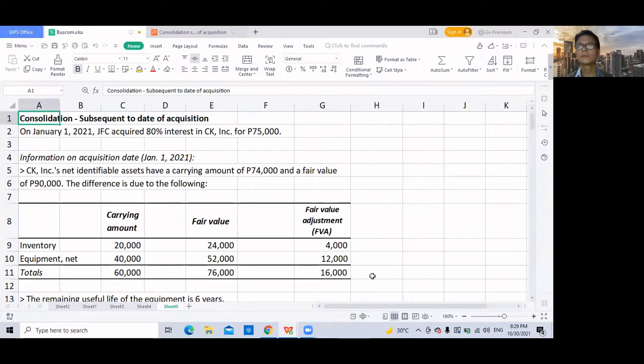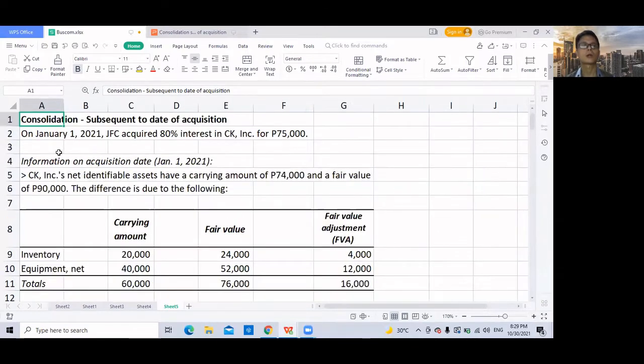As we can see here, ito ang ating mahiwagang Excel. Ayan. So, consolidation subsequent to date of acquisition. So, on January 1, 2021, JFC acquired 80% of CK. Parang may recall, no? JFC or Jollibee Food Corporations acquired CK or Chowking for 75,000 pesos. So yun yung purchase price, no? So information on acquisition date on January 1, 2021.